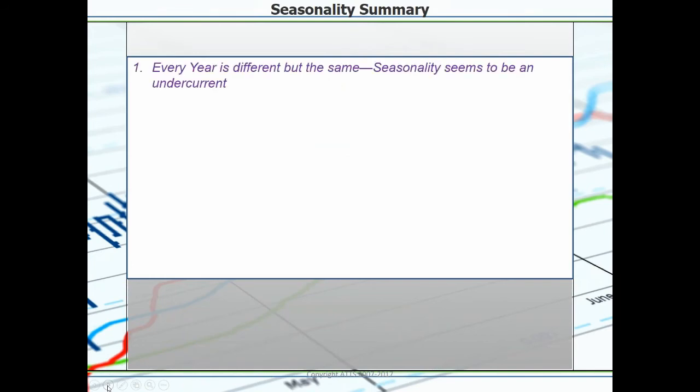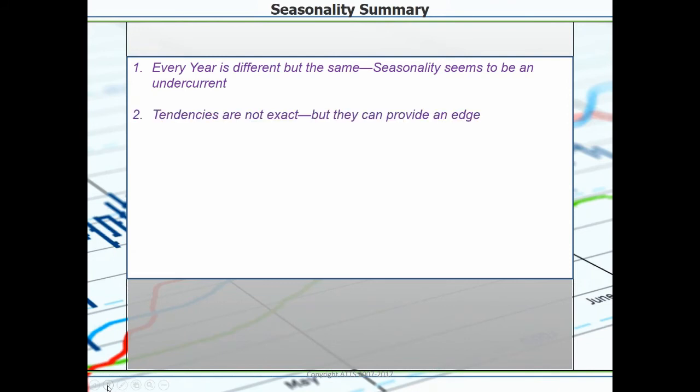So what about the summary of seasonality? Well, one, every year is different, but it's the same. Seasonality seems to be an undercurrent, and we get this recurring theme, not only on the S&P, but also on the NASDAQ, also on the Russell, and also on the commodities and the industries that we in fact track.